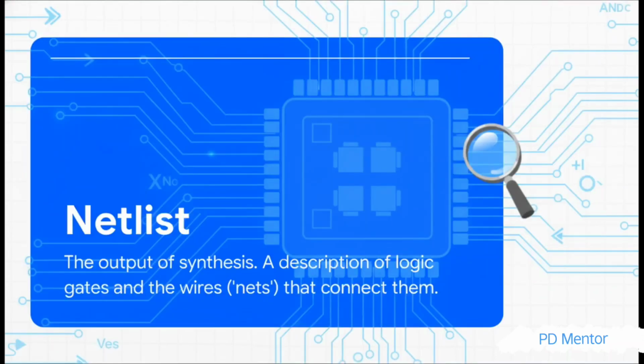And what comes out at the end of this whole synthesis process? The netlist. This is it. This is the definitive recipe for our chip. It's basically a giant text file that lists out every single logic gate and every single wire or net that connects them all together.